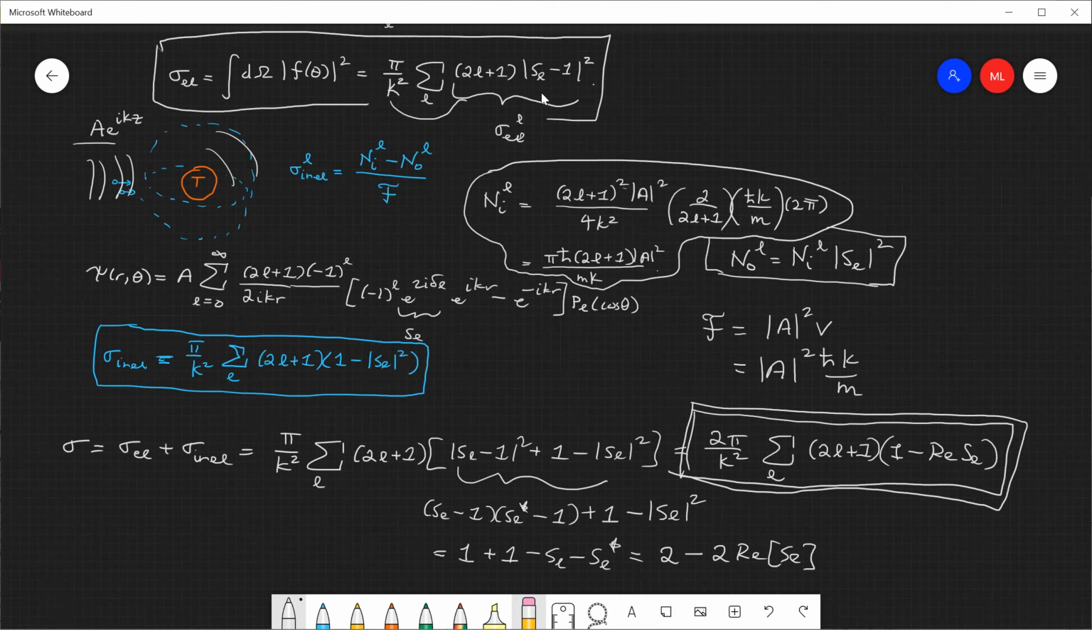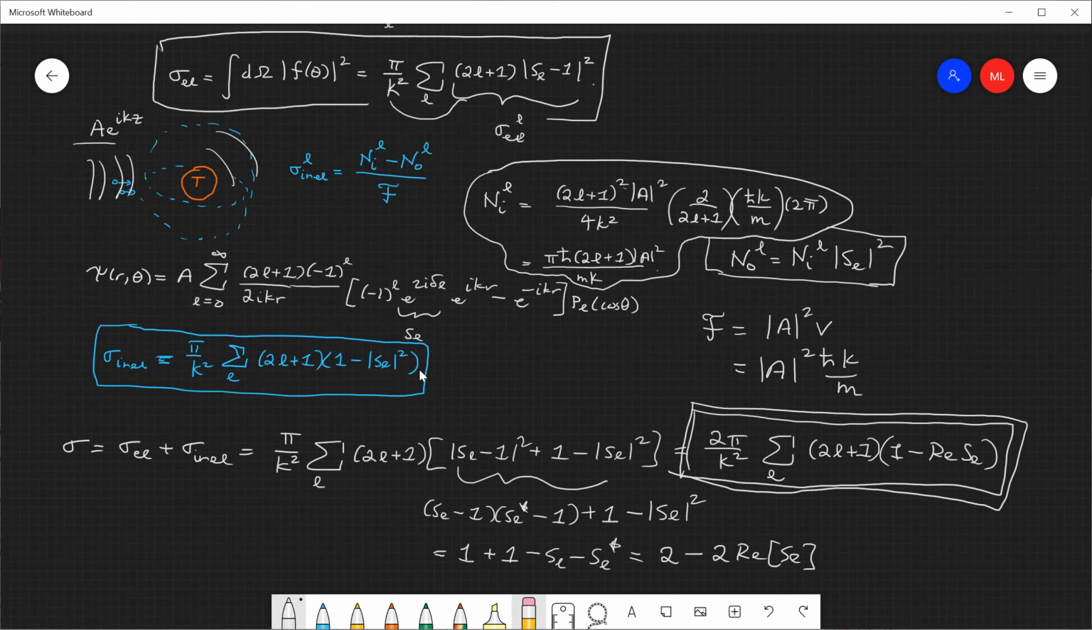And the only way this is 0 is if S_L is identically equal to 1. You can of course make the magnitude equal to 1, so you can make this vanish, and then S_L will just be some phase, and the total cross section is just the elastic scattering cross section. So you can have perfectly elastic scattering, that's fine, but you can't do the reverse. You can't make this 0 and this non-zero. It's not possible.